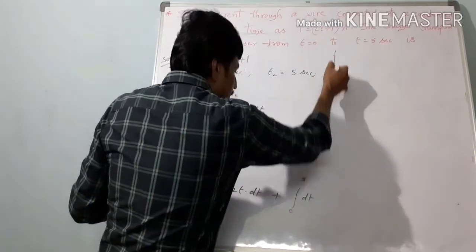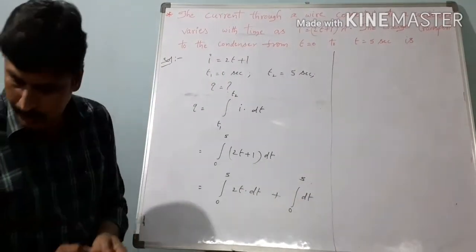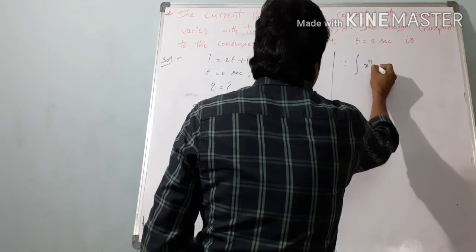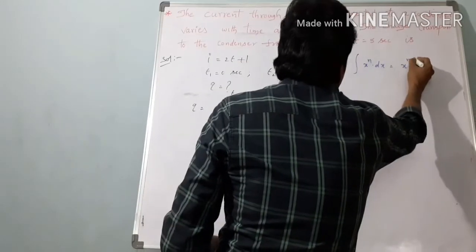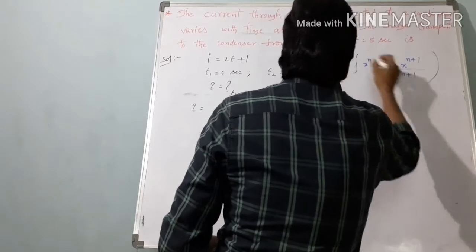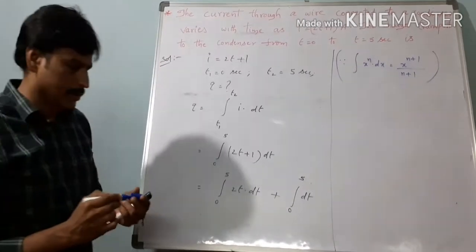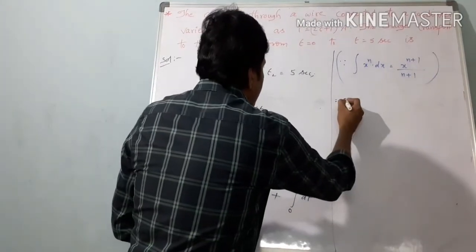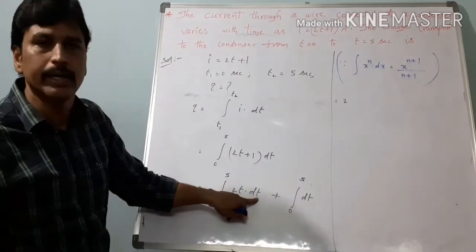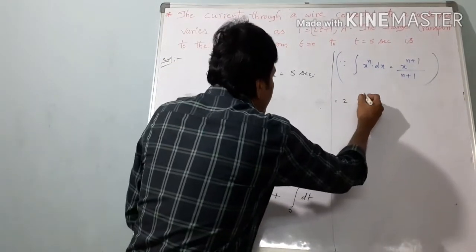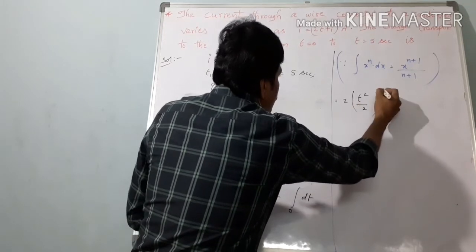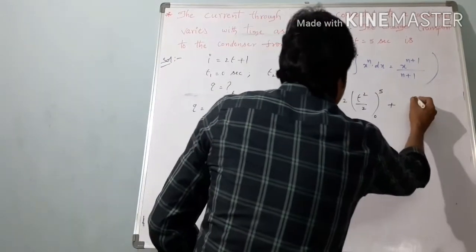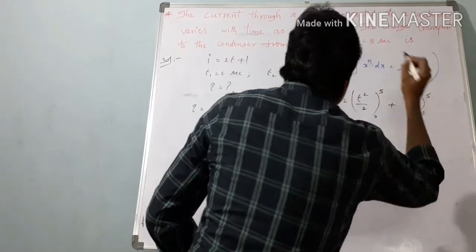So we know the formula. Integral of x^n dx. What is the formula for integral of x^n dx? x^(n+1) by (n+1). Okay, so it can be written as, here 2 is a constant, 2 times the integral of t dt, which is t² by 2, between the limits 0 to 5. Integral of dt means t between the limits 0 to 5.